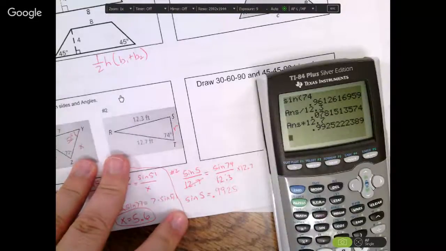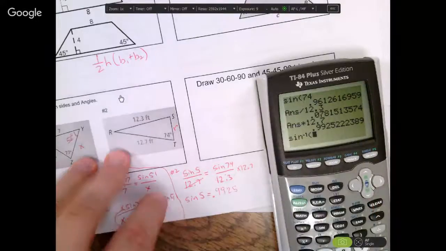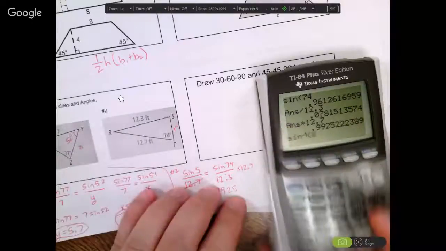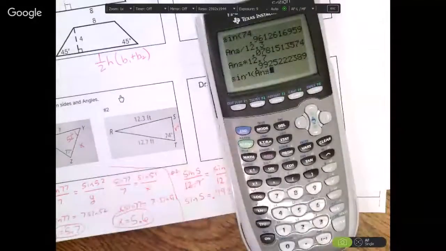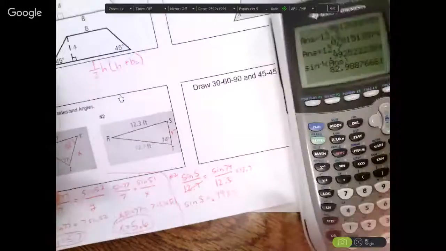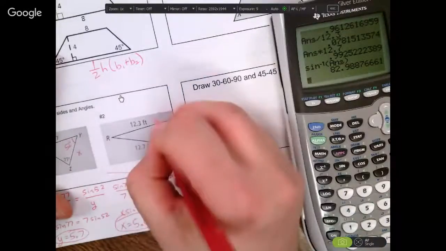So what do I do next? Then you have to do the sine inverse of the number. I want all of those digits in there. A lot of calculators have this little button that says ANS, which stands for answer. I'm going to hit second answer, so I don't have to type any of that junk in. And it tells me that angle S is 83.